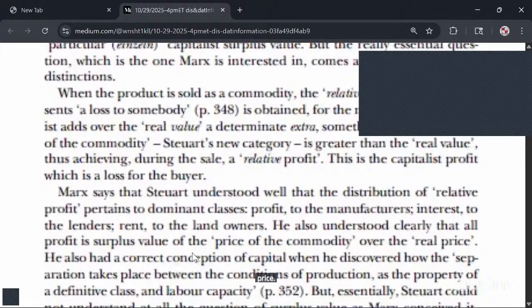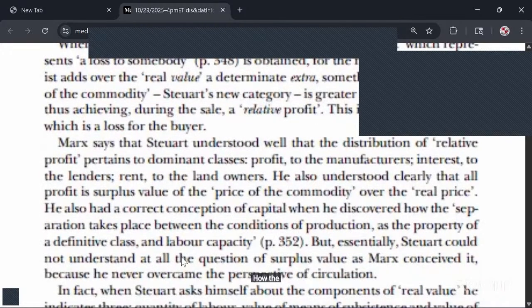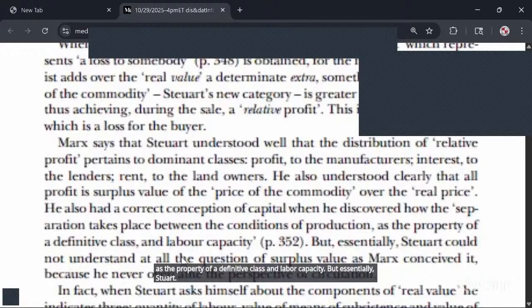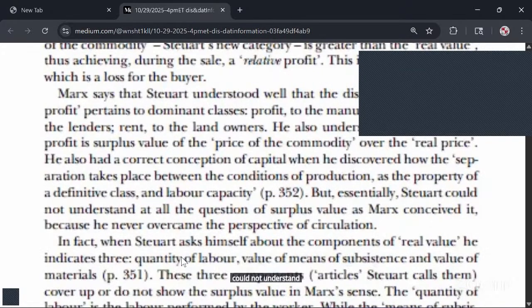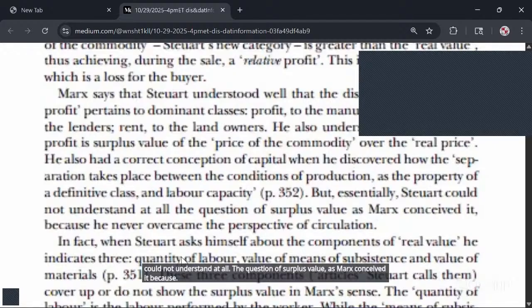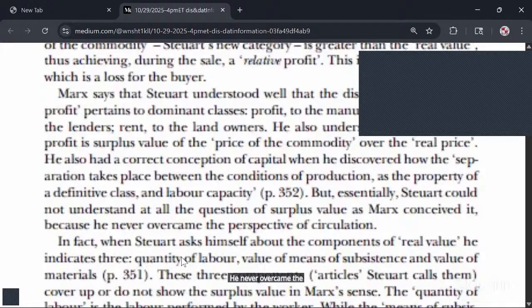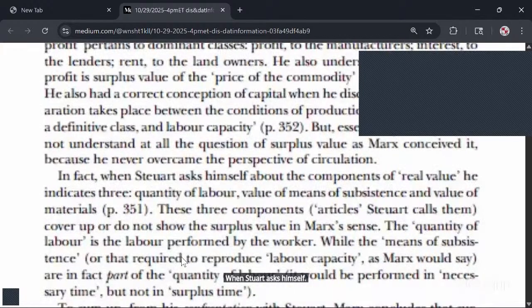He also had a correct conception of capital when he discovered how the separation takes place between the conditions of production as the property of a definitive class and labor capacity. But essentially, Stuart could not understand at all the question of surplus value as Marx conceived it, because he never overcame the perspective of circulation. In fact, when Stuart asks himself about the complements of real value, he indicates three: quantity of labor, value of means of subsistence, and value of materials.